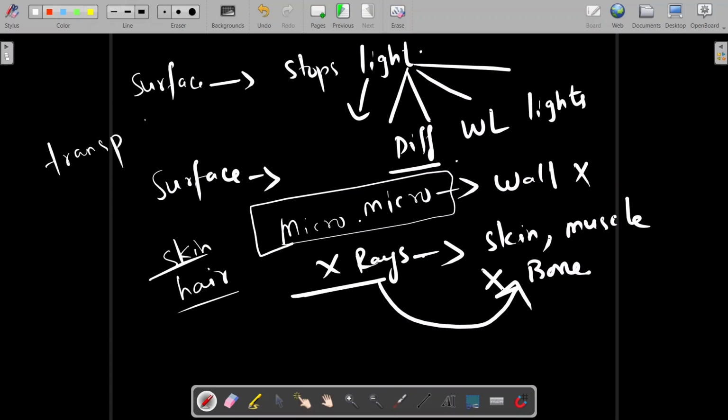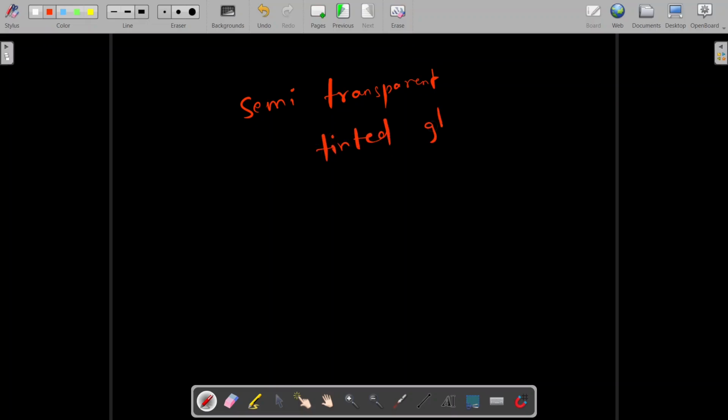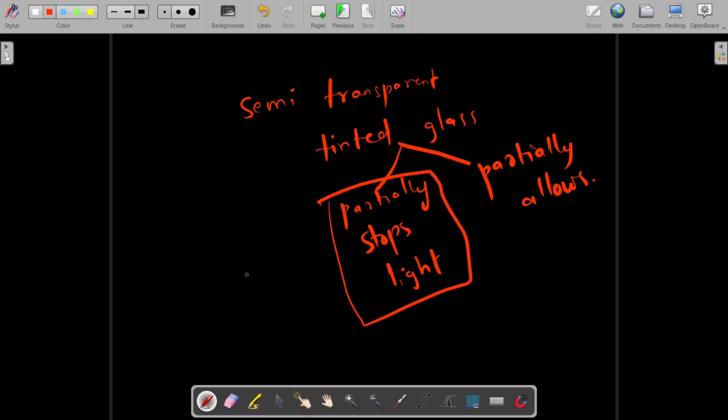A transparent medium cannot be a surface. A semi-transparent medium, that is tinted glass, partially stops light, or we can say blocks light, and it reflects. It partially stops light and partially allows it. Here, of course, it becomes a surface, but as a semi-surface. So these are about surfaces.